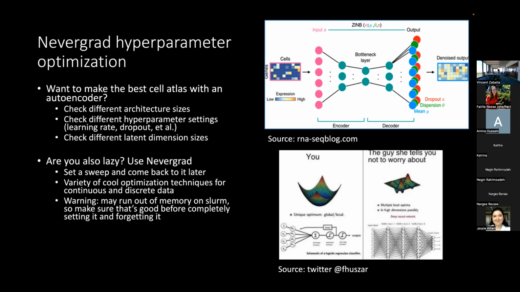Can I ask something about Nevergrad? Yeah. So you're basically doing a sweep of hyperparameters. Do you specify all the parameters, or does it start to figure out what direction to go in the parameter space in a smart way?